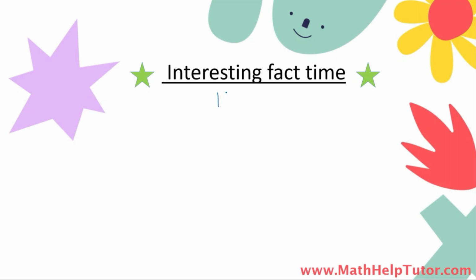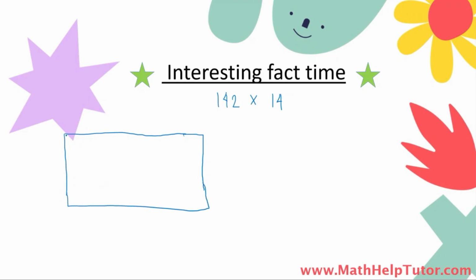So again, if we multiply 142 and 14 using the grid method, first, let's draw the rectangle, and our rectangle would have a length of 142, which when written in expanded form is 100 plus 40 plus 2, and it has a height of 14, which when written in its expanded form is 10 plus 4. And then we draw the regions. And then we get the area of each region.